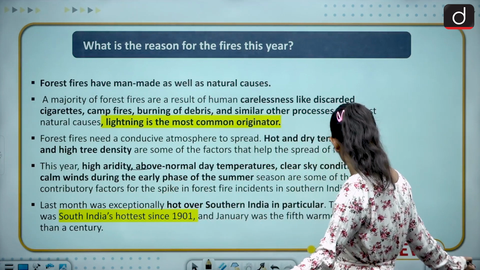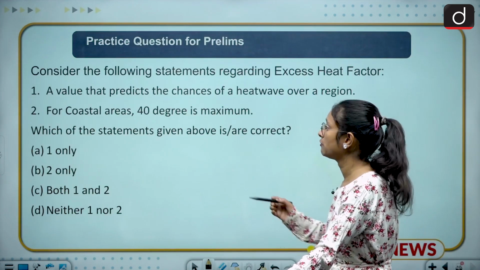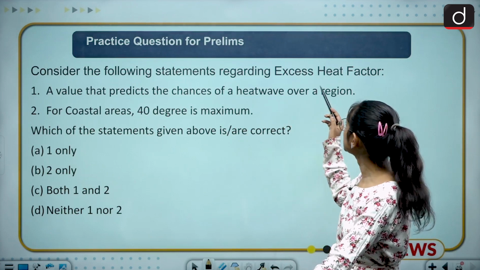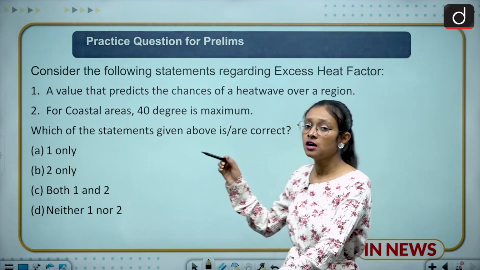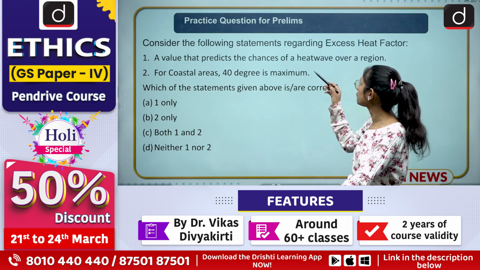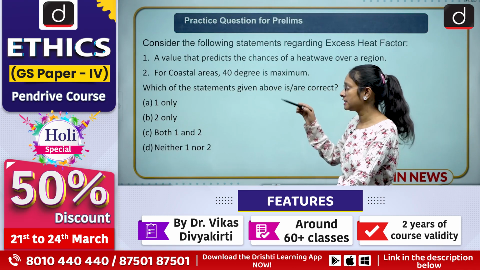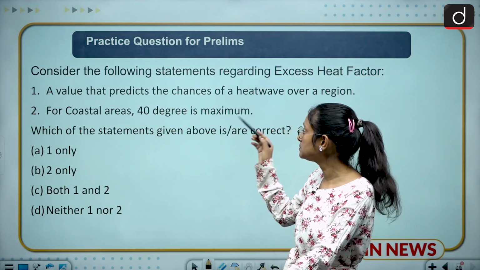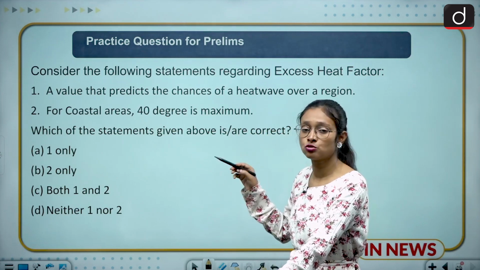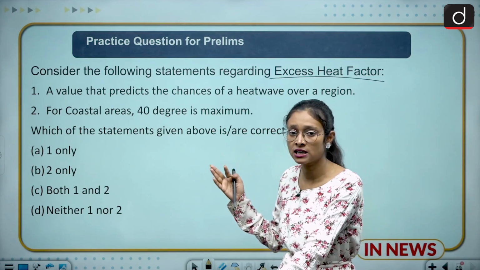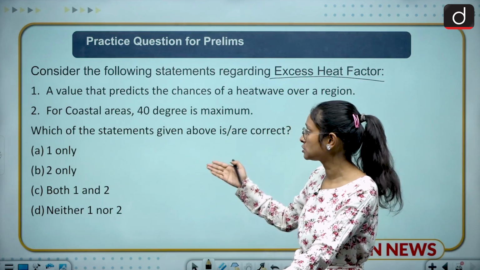So moving to the next slide. Next slide is about the question, and the question is: consider the following statements regarding excess heat factor. The first statement is that it is a value that predicts the chances of a heat wave over a region, and the second statement is that for coastal areas 40 degrees is the maximum. So first you need to know who decides this excess heat factor and what this excess heat factor is, then you will be able to answer this question.